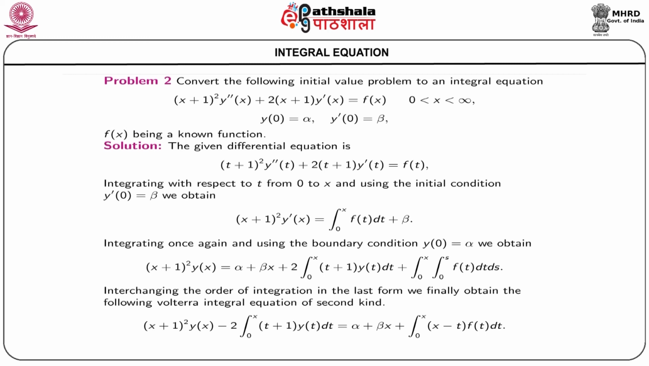Here we see that the unknown function y(t) appears under the sign of integration as well as it appears free from the sign of integration. Also, in the second term on the left hand side, the upper limit of integration is a variable. So, this is a Volterra type non-homogeneous integral equation of second kind.